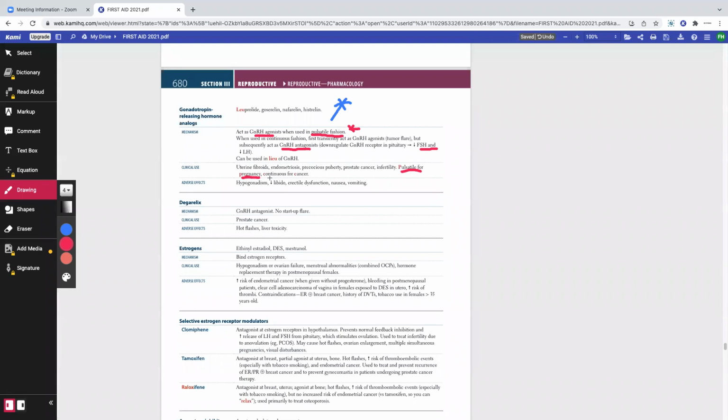If we give them in continuous fashion, can we decrease estrogen production? The answer is yes. So can we give them for estrogenic carcinomas, such as breast and uterine carcinoma? The answer is yes. Okay. So adverse effects will depend on how you give it. If you give it in a pulsatile fashion, you can get increase of libido. If you give it in a continuous fashion, you can get decrease of libido and hypogonadism. So the adverse effects over here will vary for pulsatile and continuous fashion.